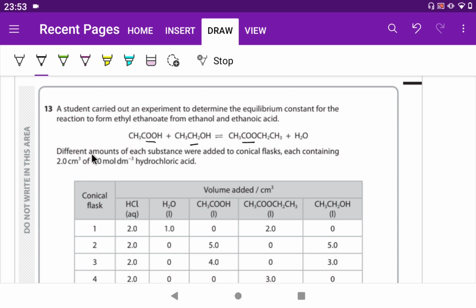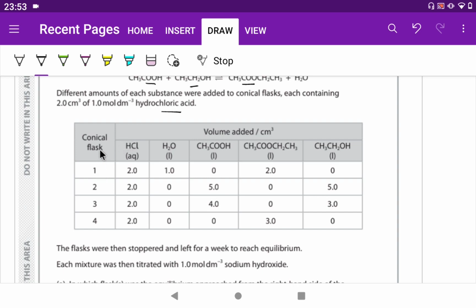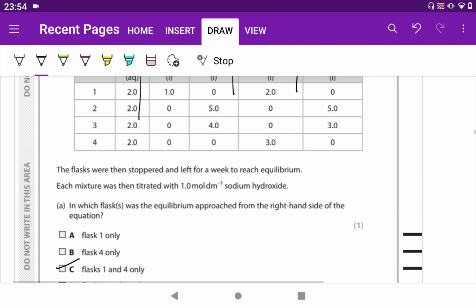Different amounts of each substance were added to conical flasks, each containing 0.2 cm³ of 1 mol per dm³ hydrochloric acid. So conical flask 1, 2, 3, the volume added, HCl, the water. Okay, all the volumes added are given in this table. The flasks were then stoppered and left for a week to reach equilibrium.